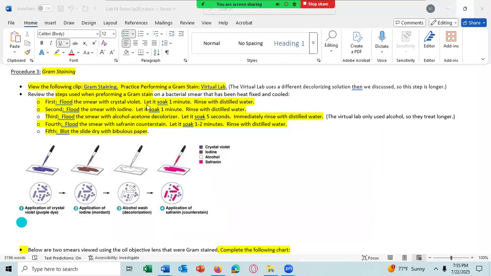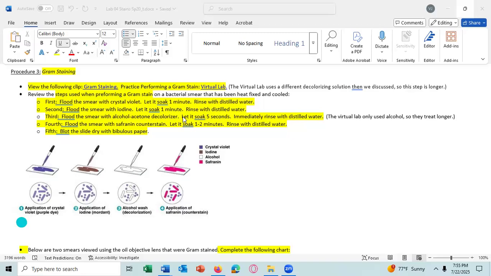Here's the procedure of the gram stain: flooding the smear with crystal violet, then flood the smear with iodine, flood the smear with the decolorizer, let it soak for only 5 seconds. It's best to apply the decolorizer while you're holding the slide up at an angle next to your eye, and then watching the crystal violet run down the slide. Once the purple color stops running down the slide, stop adding the decolorizer. And that will be about 5 seconds.